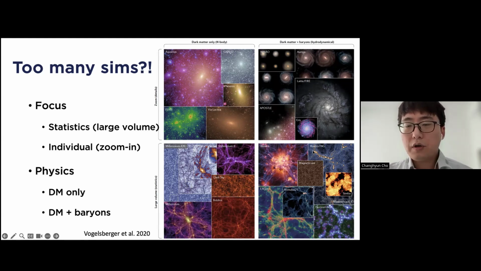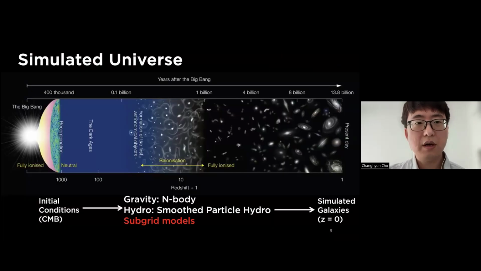So yeah, I think you guys are very familiar with the Illustris simulation or FIRE simulation. These things are the simulation names, and yeah, you will see a lot. And today we're gonna talk about the THESAN simulation.